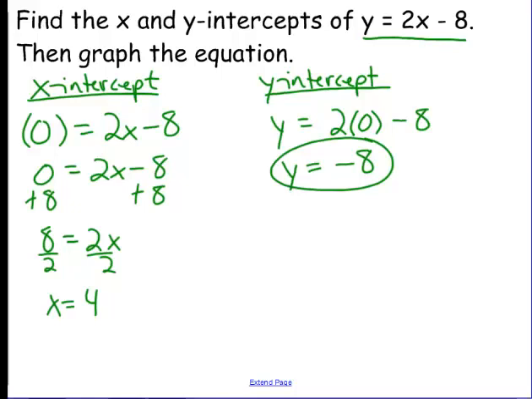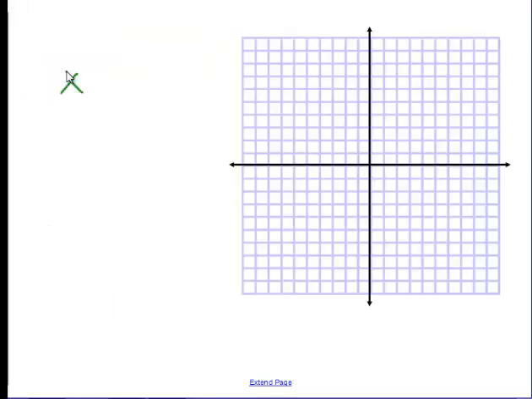So again, now we're going to graph it. We have 2 intercepts. We can graph this equation. We have the x-intercept at 4. And we have the y-intercept at negative 8. Go ahead and try to find that x-intercept first. It's on the x-axis. It's 4 over. I'd plot that point. And then the y-intercept is a negative 8, so I go down 8 on the y-axis. The x-intercept over here would be 4. The y-intercept would be a negative 8.